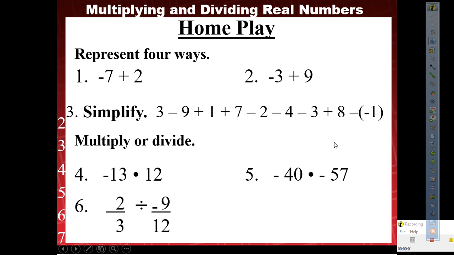Copy the home play for tonight. Home play, it's only 6 problems. The first 2, it says represent 4 ways. Number 3 says simplify. Number 4, 5, and 6 is multiply or divide.